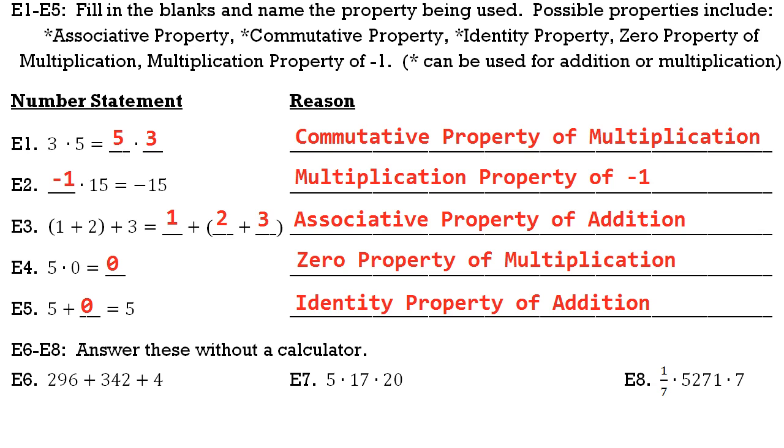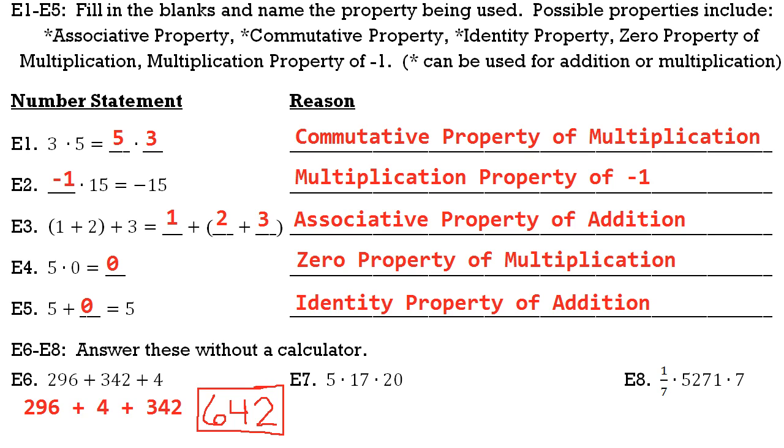All right, answer these without a calculator. So 296 plus 342 plus 4, without a calculator. It is not meant to trick you. It is meant to force you into using the commutative property. That was the goal, because if we rearrange the order, we get something much easier. 296 plus 4 just gives you 300, plus 342 gives you 642. Let me write it a little bit bigger there. Perfect. So, changing the order is the key to making these problems a little bit more pleasant.